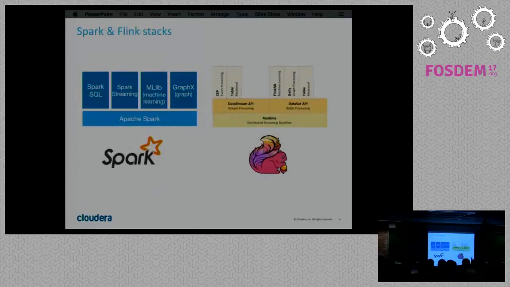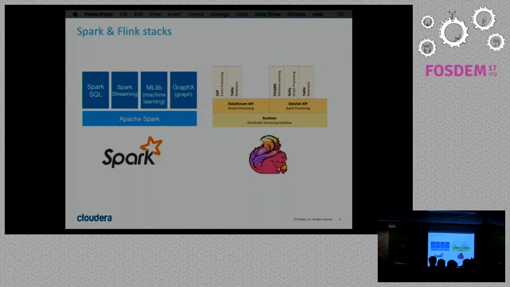Okay, so the two systems that we are going to deal with today, and mostly their APIs, are Spark and Flink, two data processing systems. And I would like to just highlight one fundamental difference between the two in terms of the architecture, and the other parts are just matching each other.